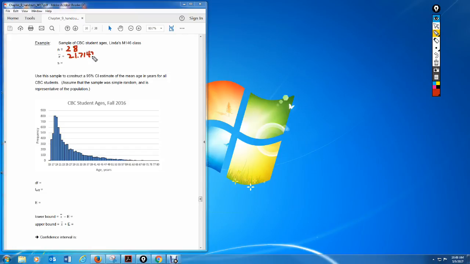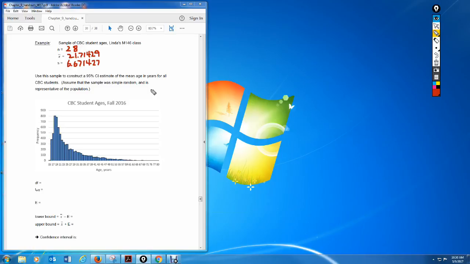21.71429. And the sample standard deviation, S, of your 28 ages was 6.671427. Okay? So what we want to do is use that sample data and come up with a 95% confidence interval estimate of the mean age in years for all CBC students.